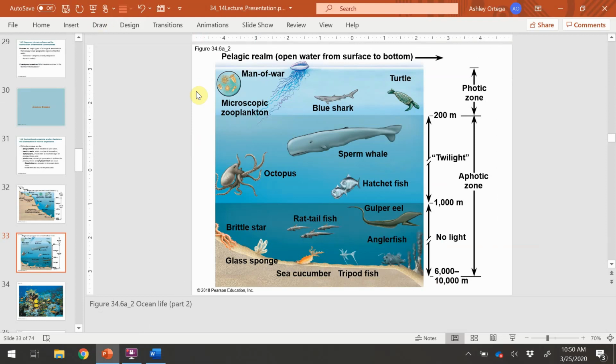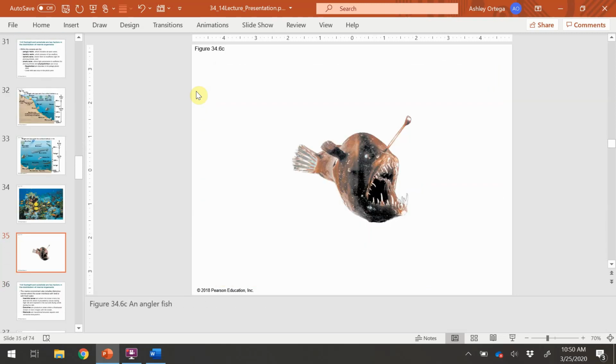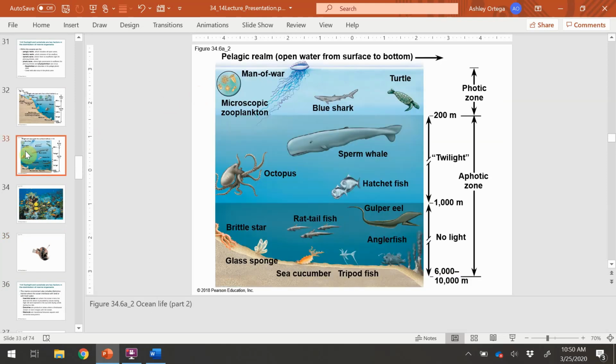Looking at further pictures, you can see lots of different examples, and then other examples here. The lovely anglerfish many of you recognize from Finding Nemo is in that bottom aphotic region, known here. I think it's even past the twilight zone there.